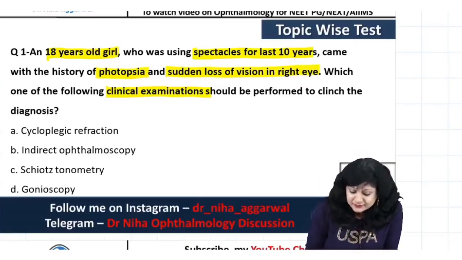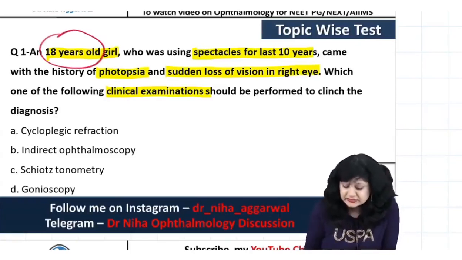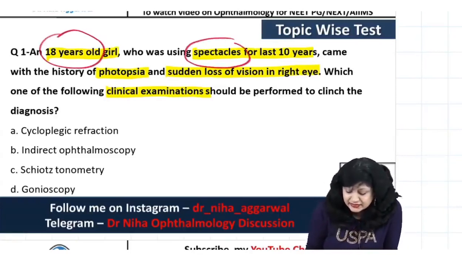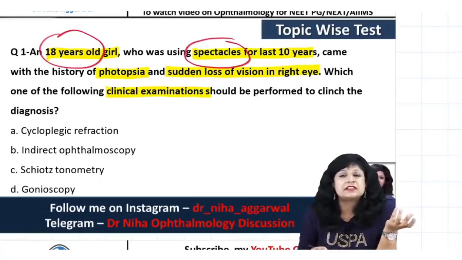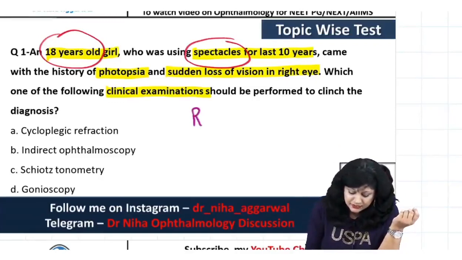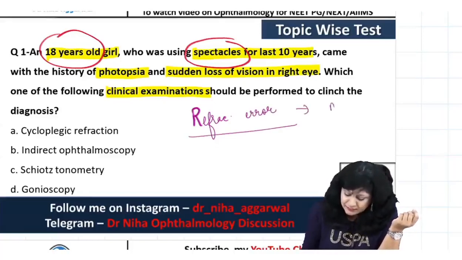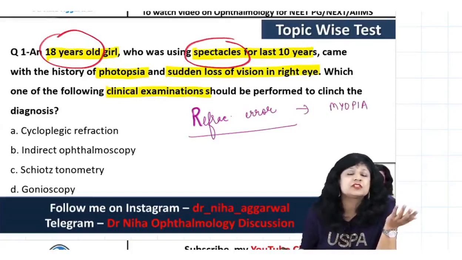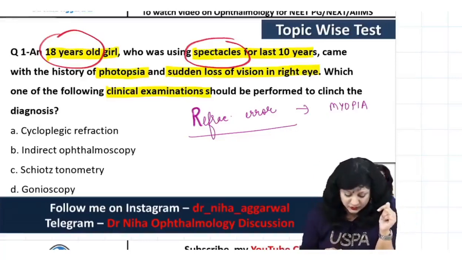So in this question, if you look at this patient, who is an 18 years girl, she is using spectacles for the last 10 years. Now she is wearing spectacles, that means she is having some refractive error. And what is the most common refractive error in this age? That is myopia. So if I consider this to be myopia, she is using minus glasses for the last 10 years for the myopia.